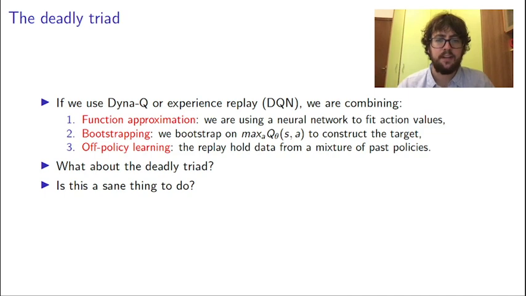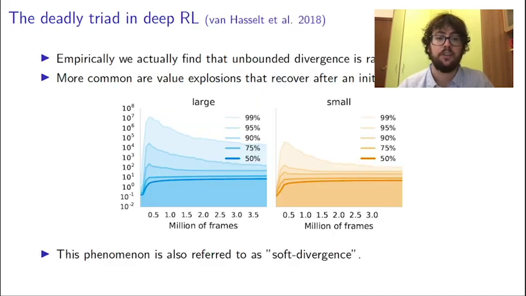So let's start with a large empirical study that I performed with Hado, where we looked at the emergence of divergence due to the deadly triad across a large number of variants of deep Q-learning agents and across many domains. And what we found is that empirically unbounded divergence is actually very, very rare. So parameters don't tend to actually go to infinity, even if you're combining all the elements of the deadly triad. What is more common is a different phenomenon that we called soft divergence.